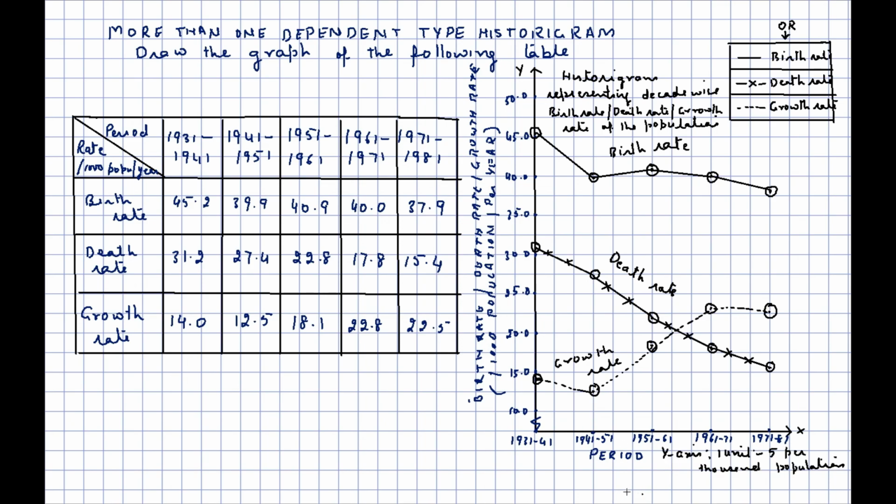Giving an appropriate title to this graph: histogram representing decade-wise birth rate, death rate, growth rate of the population. Again, completing this graph by giving a proper scale. Over here, on the y-axis, 1 unit is equal to 5 per 1,000 population per year.